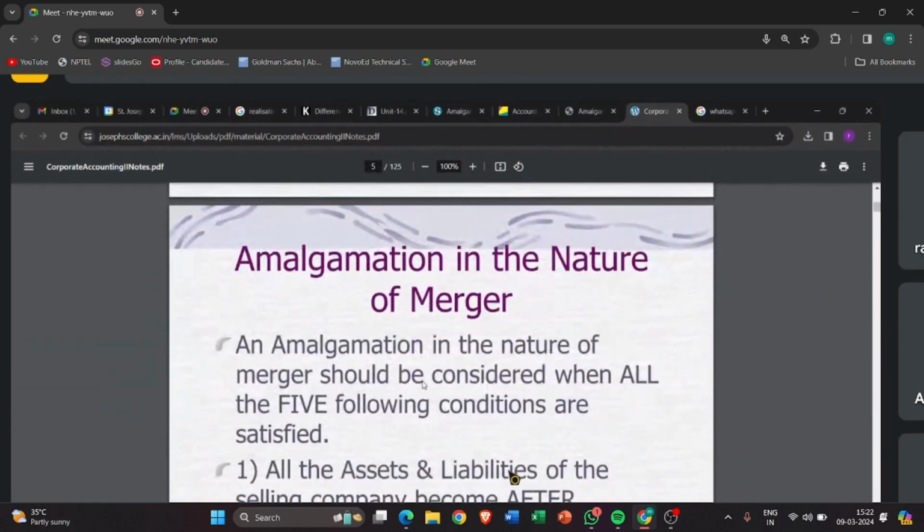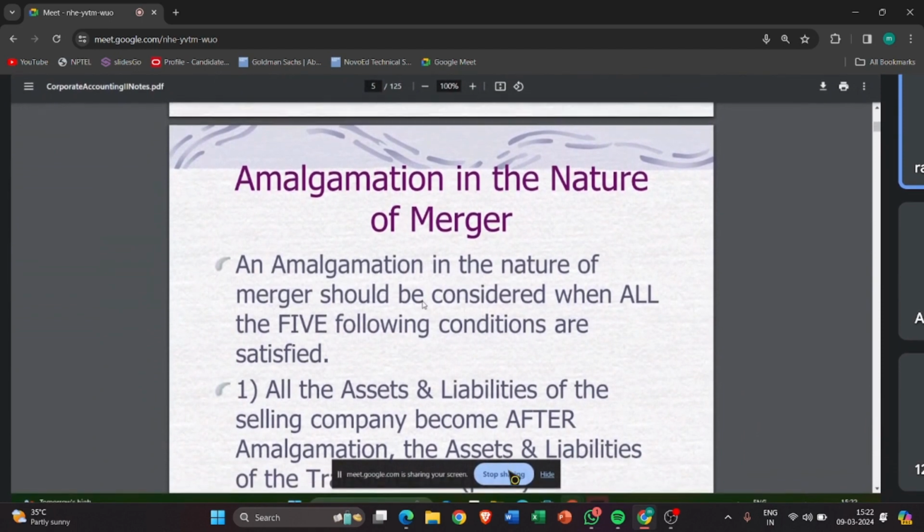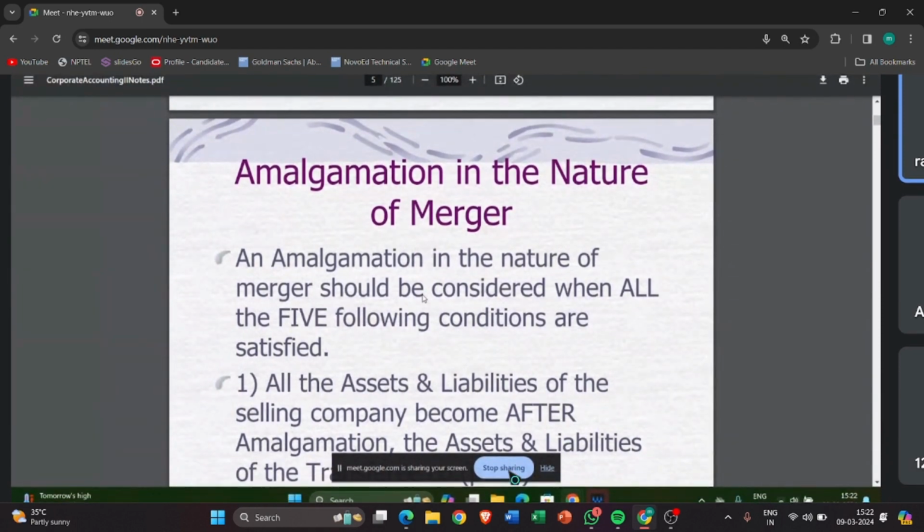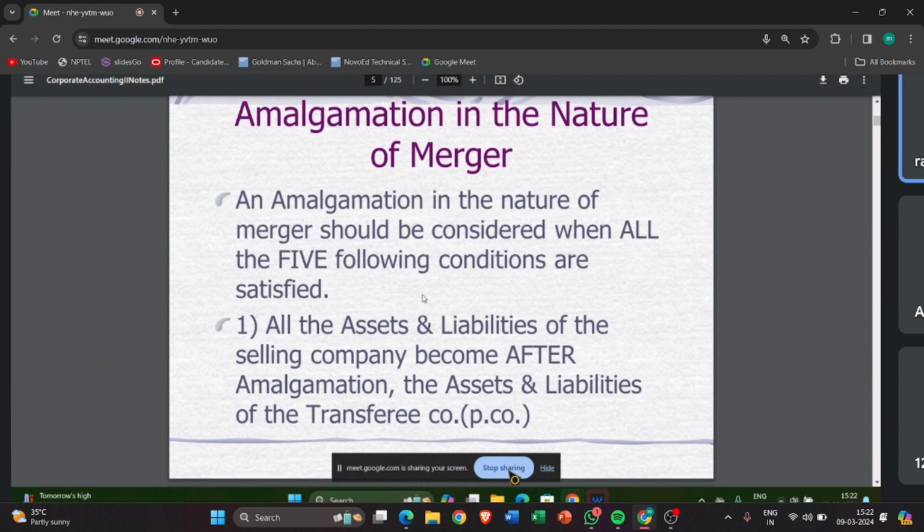So now when it is a merger, how will you identify that it is a merger first of all? Because for our problems, the first step is we need to find out the type of amalgamation. Is it a merger or is it a purchase? There are five very important points that have to be kept in mind, which will identify that it is a merger. If these points are satisfied, only then it is a merger. If these conditions are not satisfied, then it will be called a purchase.